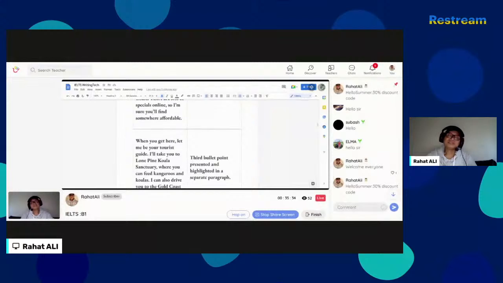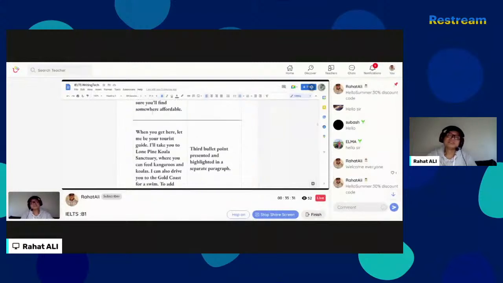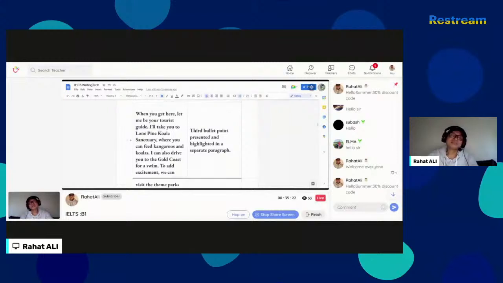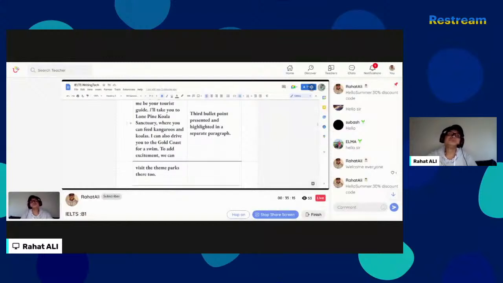When you get here, the third bullet point: I'll take you to the Lone Pine Koala Sanctuary where you can feed kangaroos and koalas. I can also drive you to the Gold Coast for a swim to add excitement. We can visit the theme parks there too. So when you're writing, you're presenting the points that you have been asked to complete as well as the other parts.